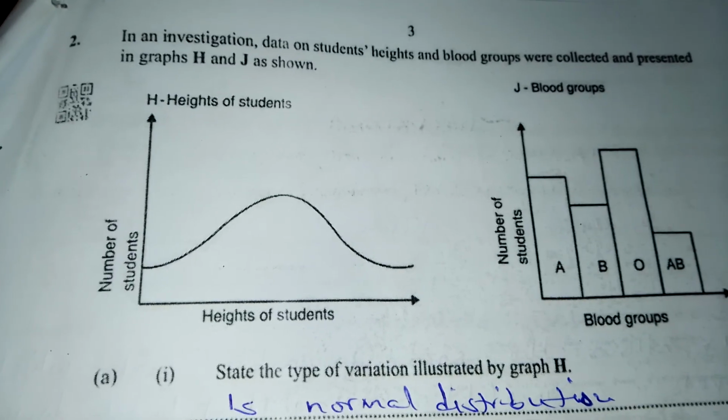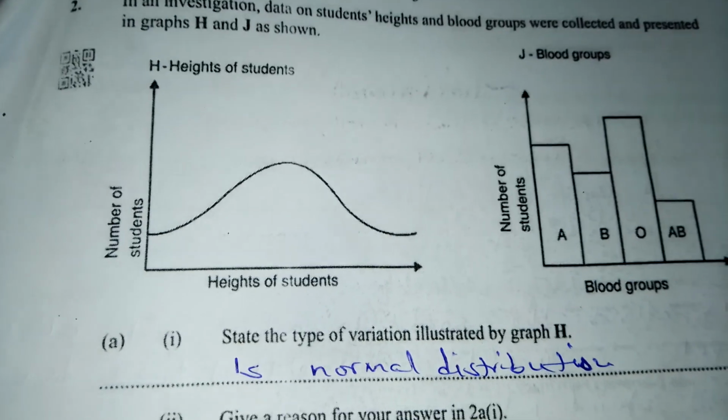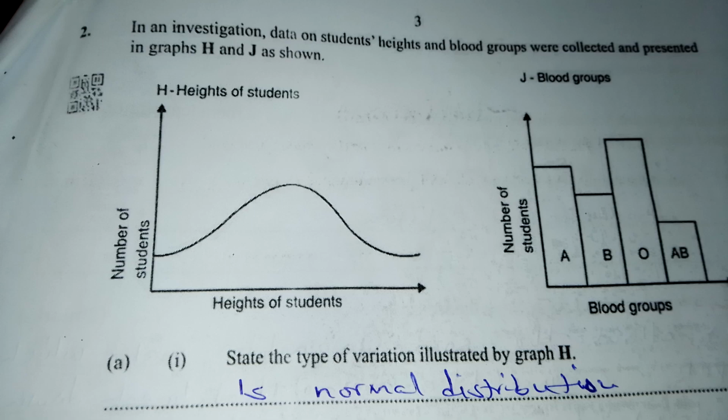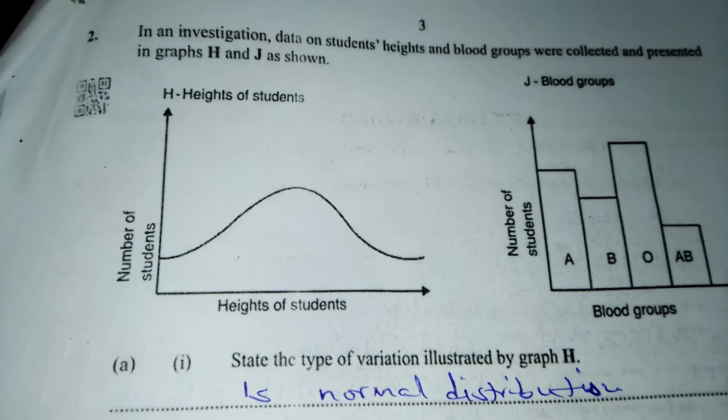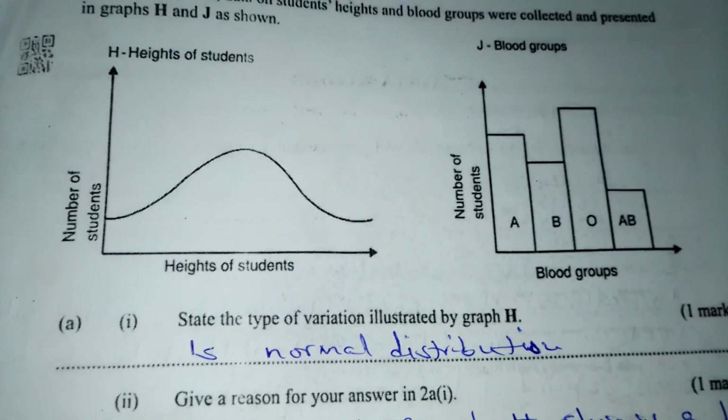So we were asked to state the variation, that is 2A Roman 1. State the type of variation illustrated by graph H. It is a normal distribution. As you can see, it is just a normal distribution.